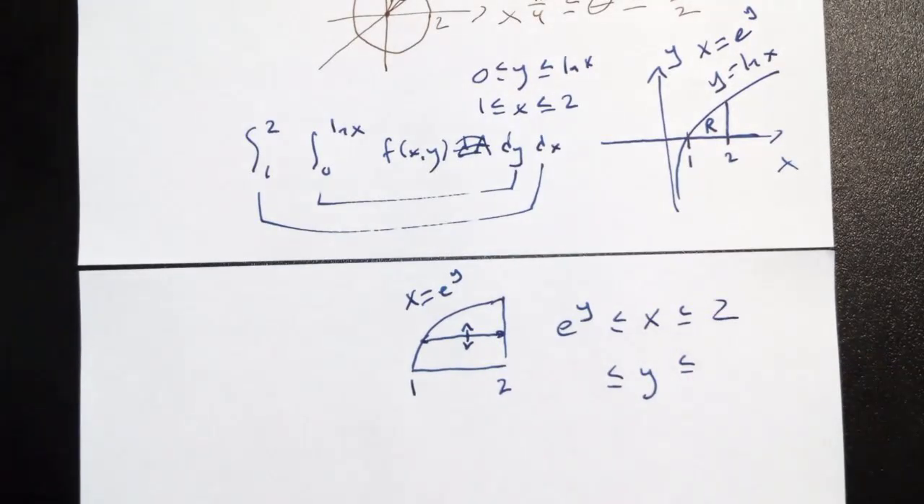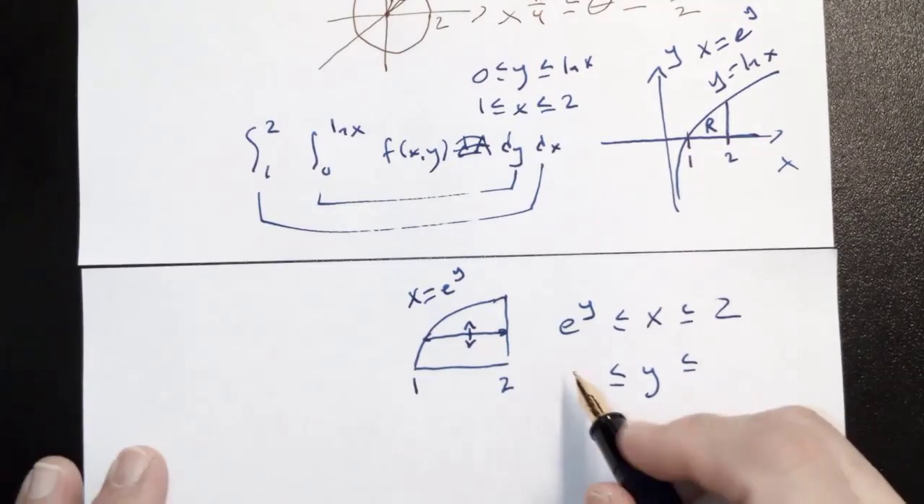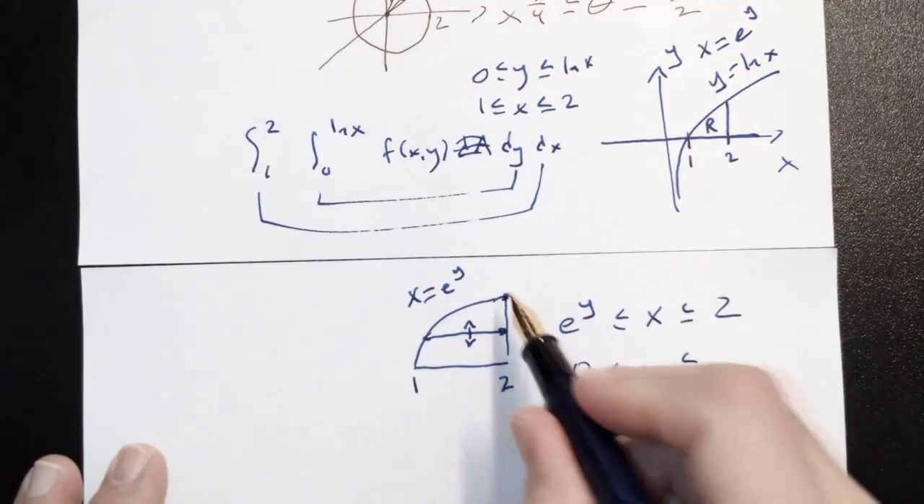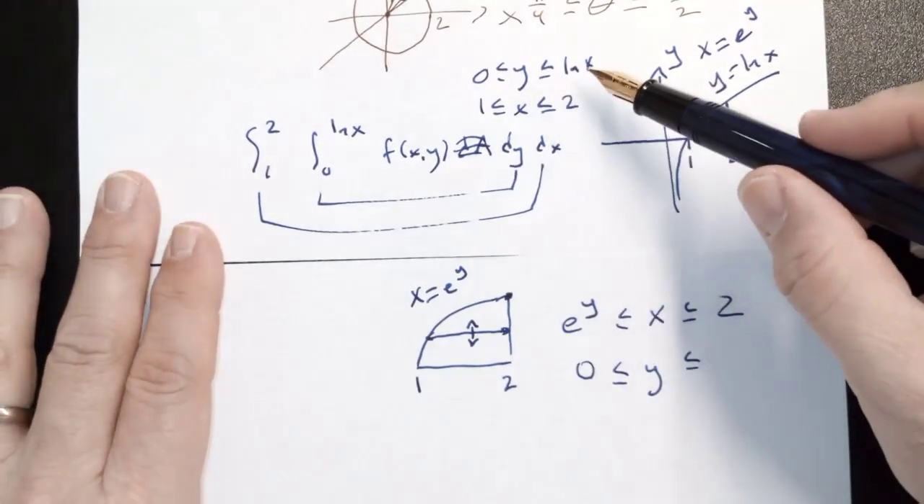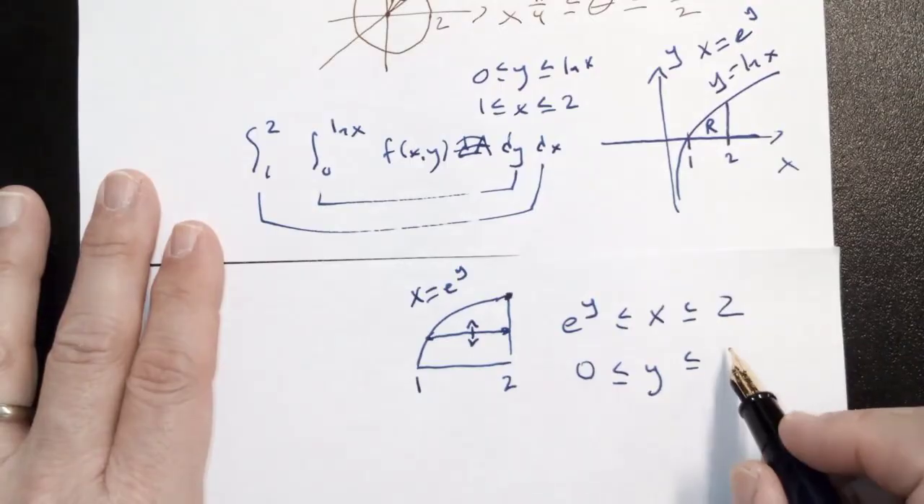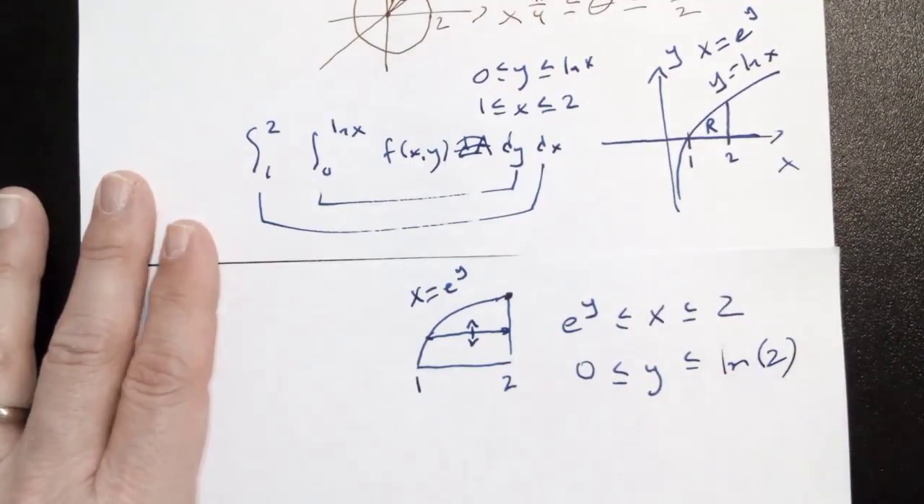Now I need the lowest possible y value and the highest possible y value in this region. It's the lowest y value in this region. What's the highest y value? That would be the y value right there. What number is that? Aha. Remember, that's the equation y equals ln of x, and I know x is 2. So that's log of 2.